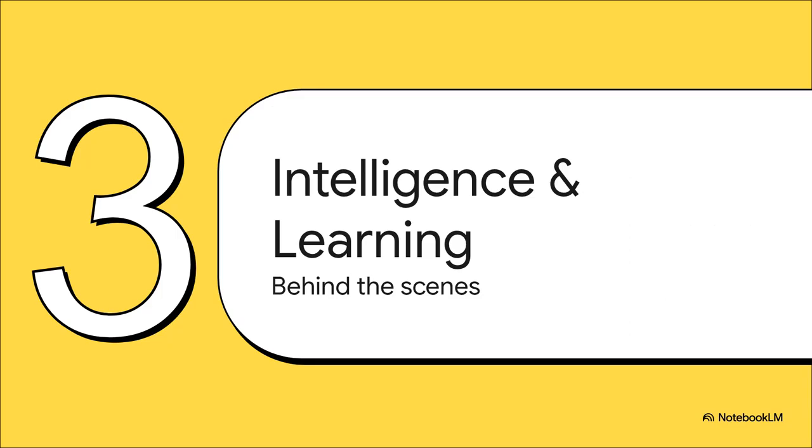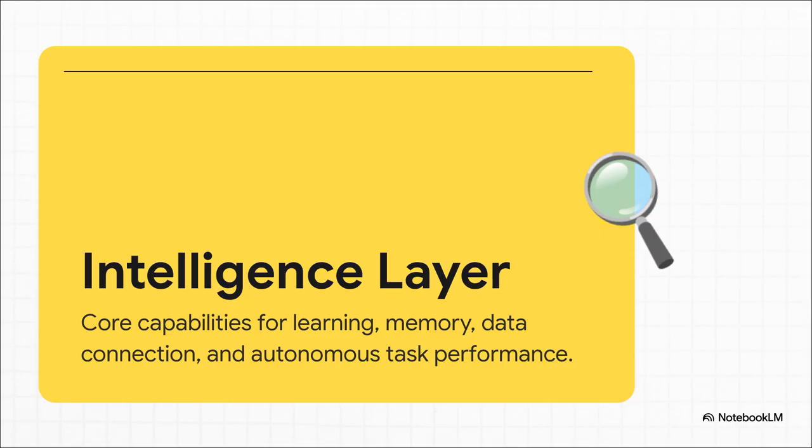So let's flip to the other side of the coin. We've seen the front end, now let's look at the intelligence and learning layer. This is the engine room, this is all the magic that happens behind the scenes. This layer is all about the core AI smarts. We're talking about things like, does the agent have memory? Can it remember what you talked about 5 minutes ago? Can it connect to your own documents using RAG, that's Retrieval Augmented Generation, to keep it from making stuff up? Can you give it complex tasks to do? This is really the technical heart of the system.